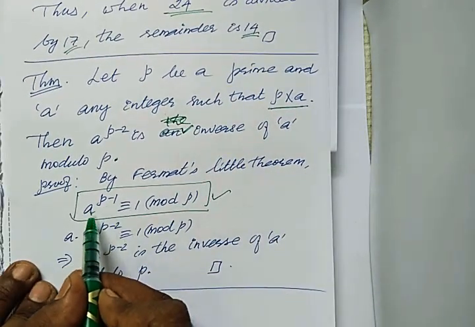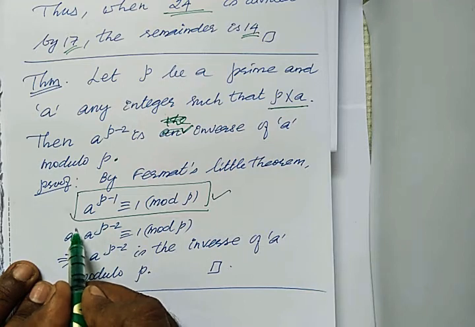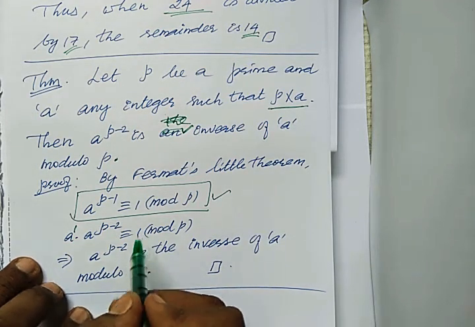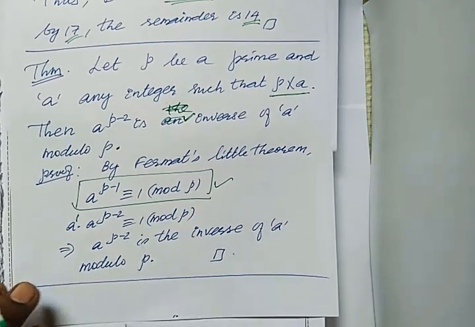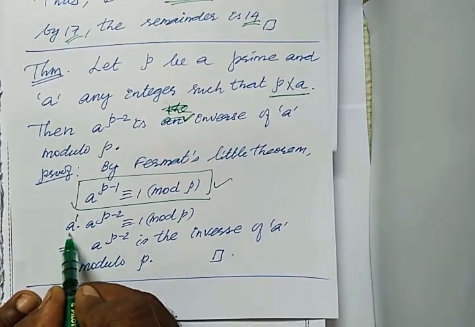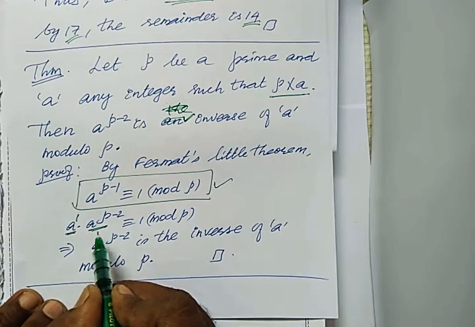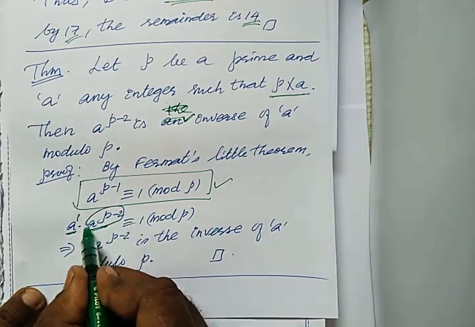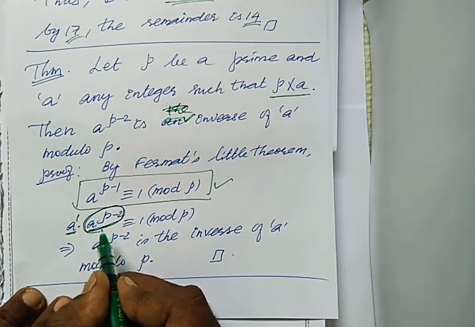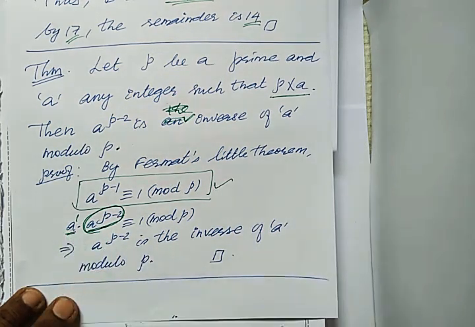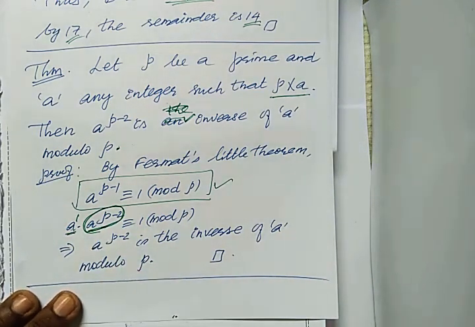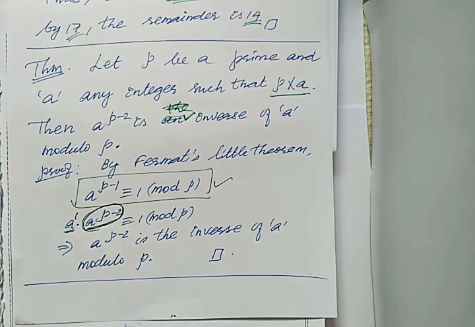This P minus 1 can be written as 1 plus P minus 2. It's congruent to 1 modulo P. See here, I am multiplying A with this number and I am getting 1 modulo P. So this number, A to the power P minus 2, is the inverse of A modulo P. That's all. This is a one-line theorem from Fermat's little theorem.